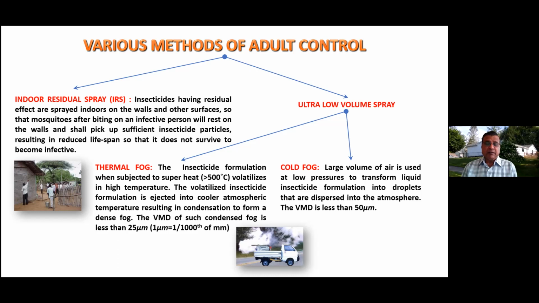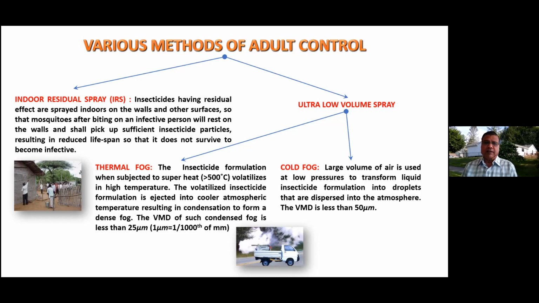The volume median diameter, that is VMD, which we will be seeing in the later half of this presentation. The VMD of such condensed fog is less than 25 micron. And you are all very familiar that 1 micron is one thousandth of a mm. So the VMD less than 25 is very important. We'll be seeing later why it is important.